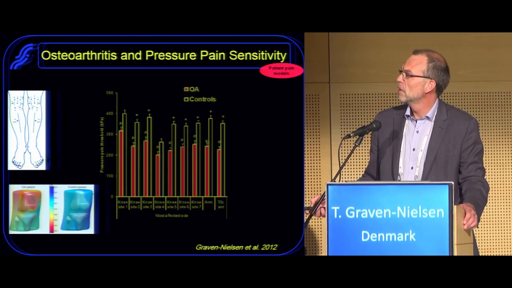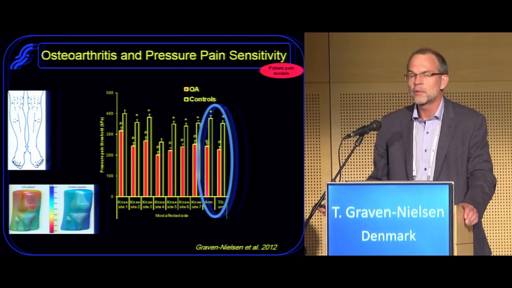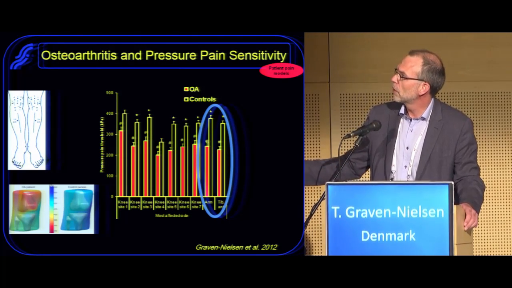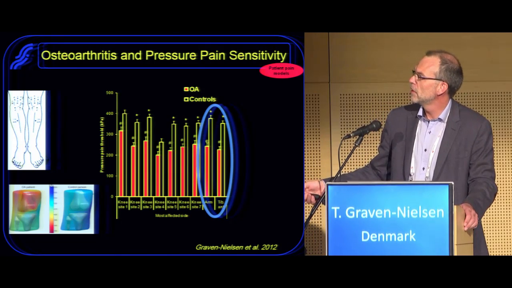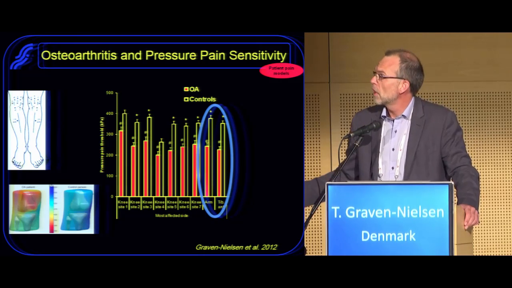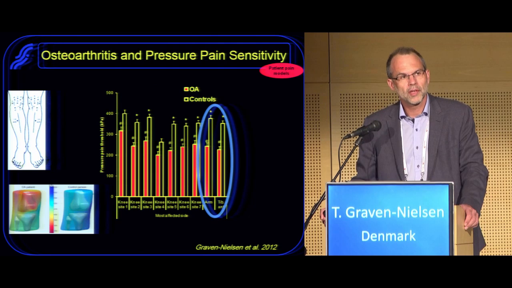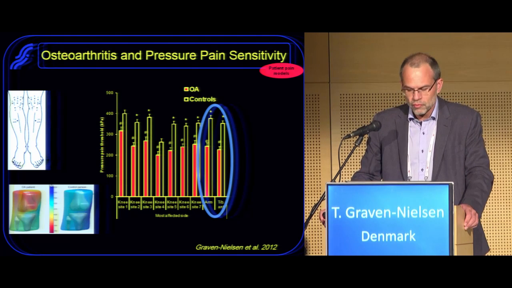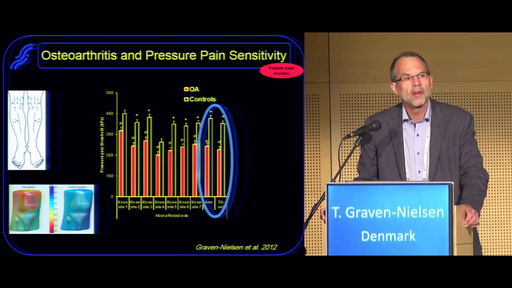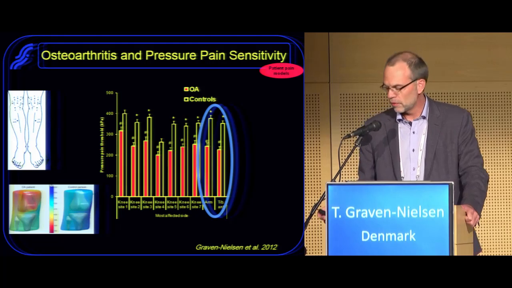But what is interesting is if we start to look at these very distant sites. Here you see the pressure pain thresholds at the very many spots around the knee, but also at the distant sites here. Here you can see that on the arm and on the tibialis anterior muscle, the osteoarthritis patients actually demonstrated significantly reduced pressure pain thresholds compared to matched control subjects, illustrating that it's not only very localized sensitization phenomena that we are looking at, it is also some central changes.